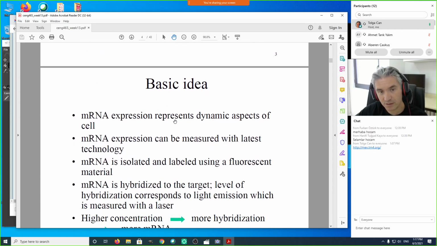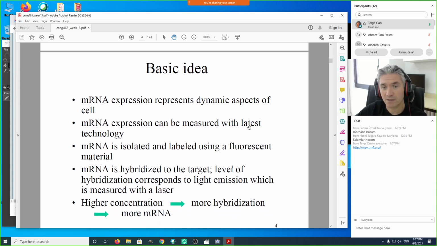So that's, as I said, messenger RNA, and proteomics also represents the dynamic aspects of the cell, and it can be measured. This says latest technology, but as you have seen, it's available. These microarrays have been available since 2004. The data set we have seen, the GEO series, was deposited on NCBI GEO in 2004. So it's been available for almost the last 20 years.